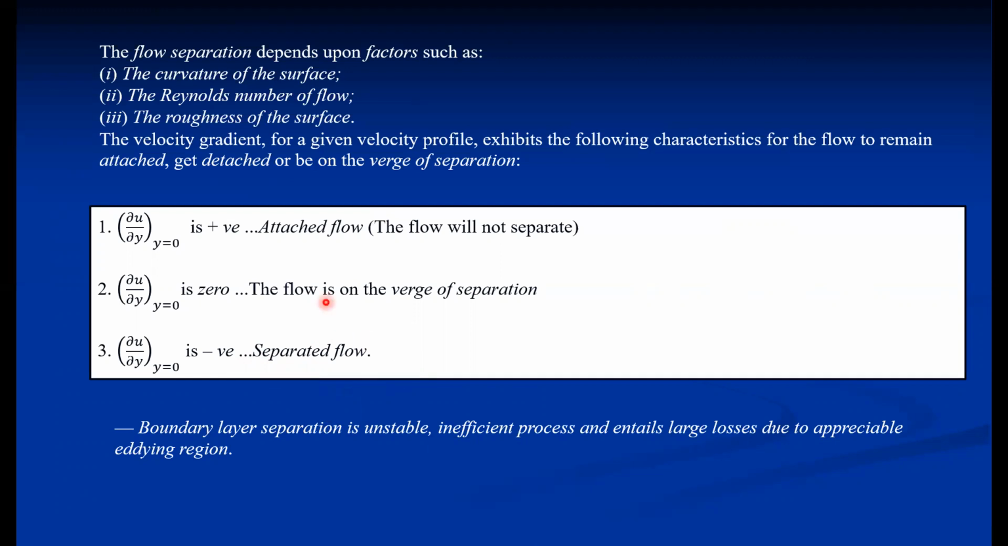So whether the flow is attached, detached, or on the verge of separation, we can easily recognize with the help of the velocity gradient at y equal to 0, that is, at the surface. So boundary layer separation is not at all desirable. It is an unstable, inefficient process, and it causes large losses due to adverse pressure gradient regions. So it is always necessary to avoid this separation through various methods that we are also going to discuss.